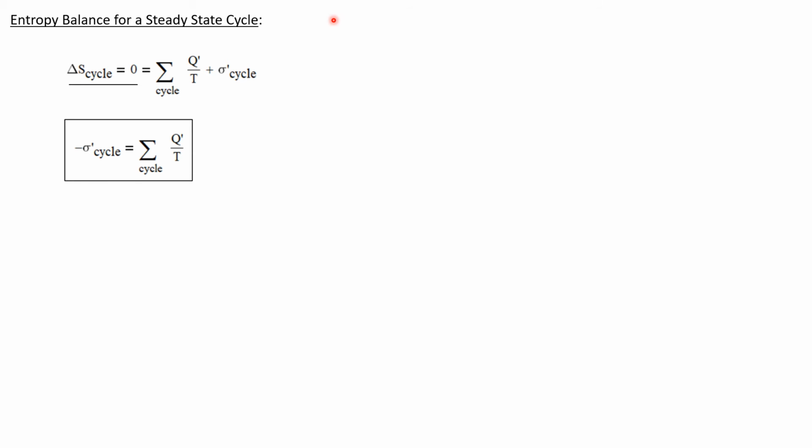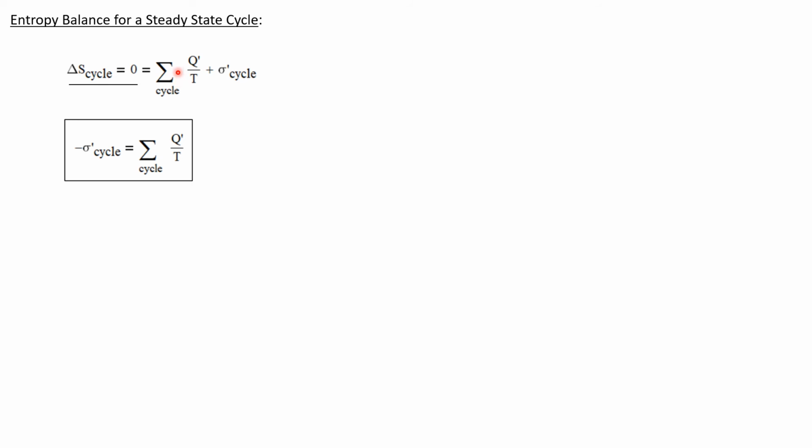So now let's evaluate the same heat pump with an entropy balance. We know that the change of entropy around a cycle is zero, because the cycle ends where it begins. The change in any property around a cycle is zero, and entropy is a property. Delta S for the cycle is equal to the summation around the cycle of Q dot over T. That's a term that represents all of the entropy brought into the system by heat transfer. And then we add to that the rate of entropy production, sigma dot, that is produced within the system during the cycle.